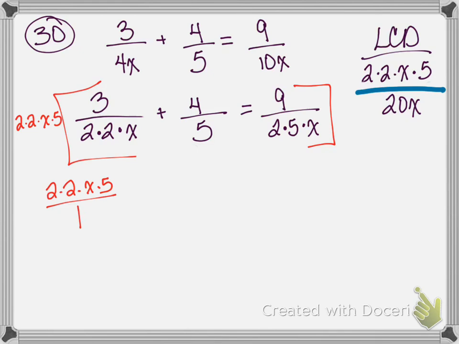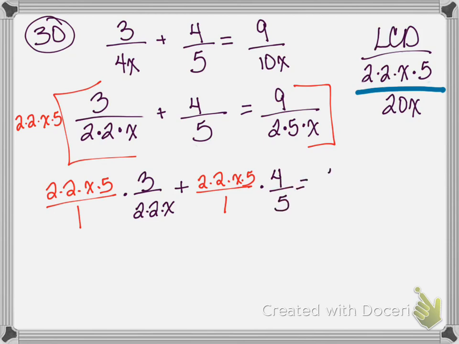So I'm going to multiply that times 3 over 2 times x. Then I have 2 times x times 5 over 1 times 4/5 equals 9 over 2 times 5 times x.